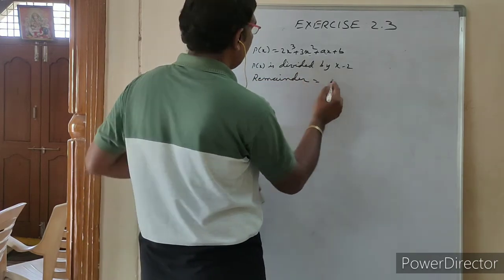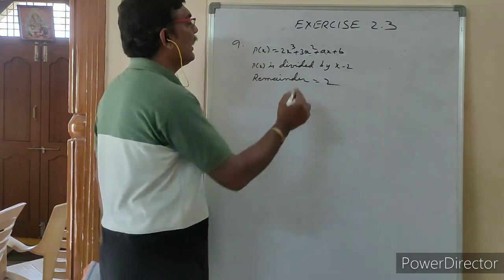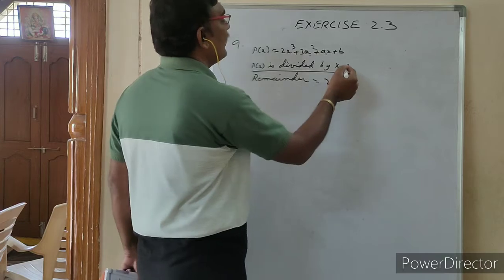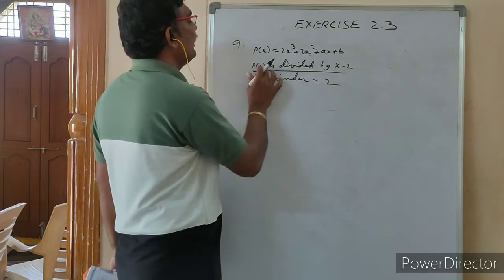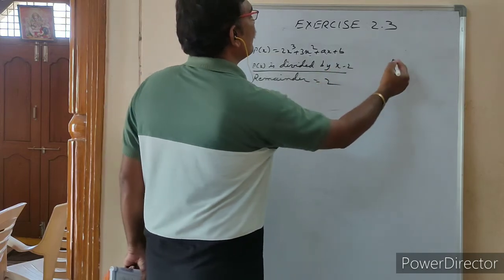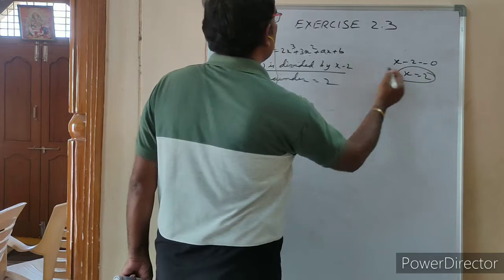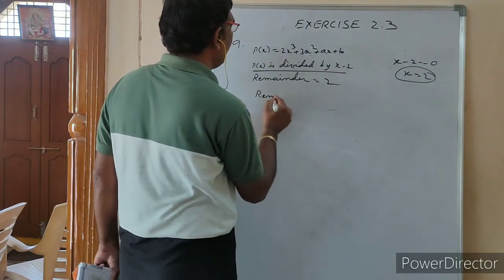What remainder have they given? The remainder is 2. For this, apply the remainder theorem. If p of x is divided by x minus 2, set x minus 2 equal to 0. What is x here? x is equal to 2, which means the remainder is p of 2.